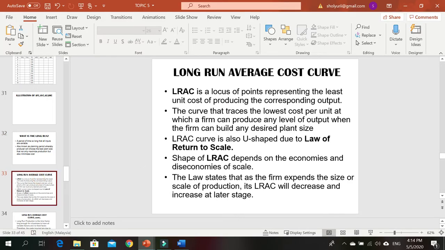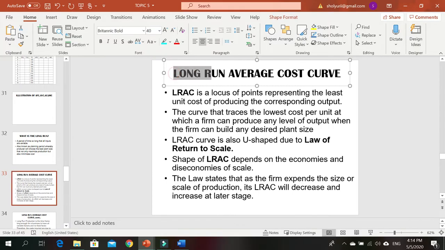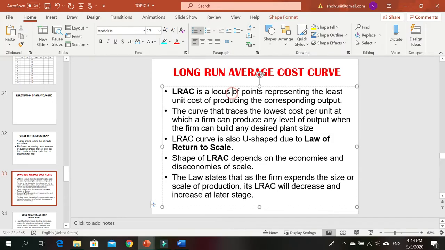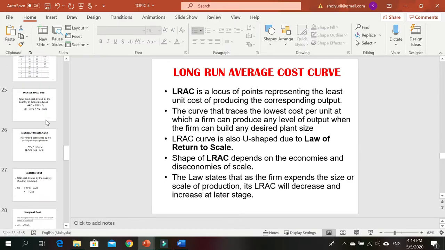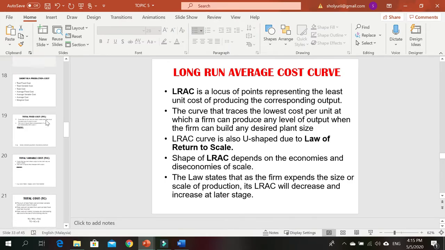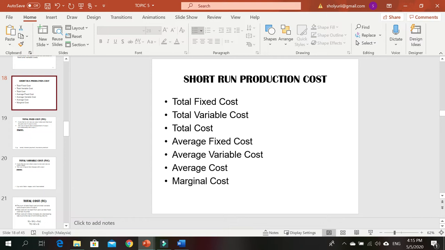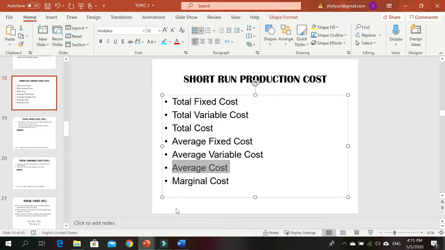Okay, so what cost will we learn in the long run? There is only one, which is the long run average cost curve. When we learned short run cost, we had 7 types of cost: total fixed cost, total variable cost, total cost, average fixed cost, average variable cost, average cost and marginal cost. In the long run, there is only one, this one, average cost. But we call it long run average cost.